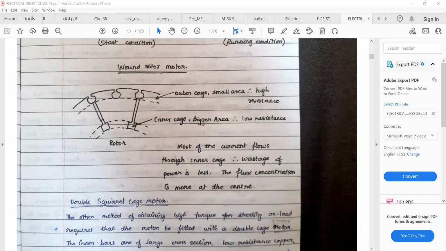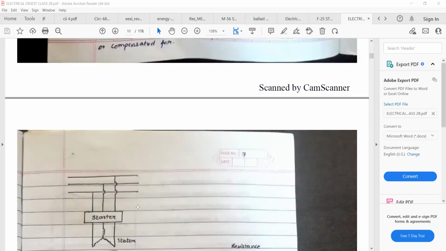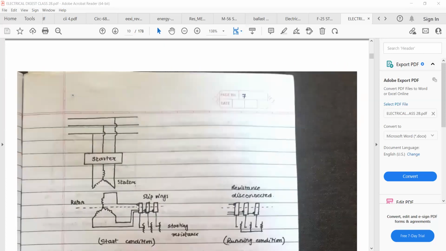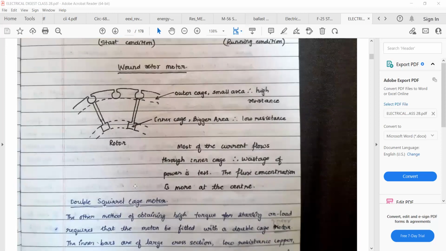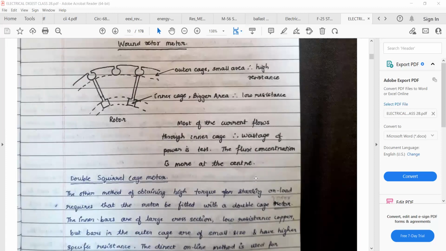So this is the double squirrel cage motor. Instead of the simple squirrel cage motor, you can use a double squirrel cage motor. This is the outer cage. The outer cage has a small area but high resistance. The inner cage has a bigger area but low resistance. Most of the current flows through the inner cage. Wastage of power is less, and the flux concentration is more at the center.